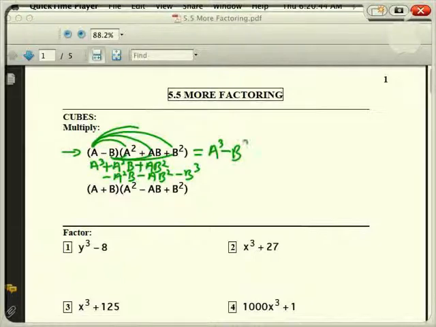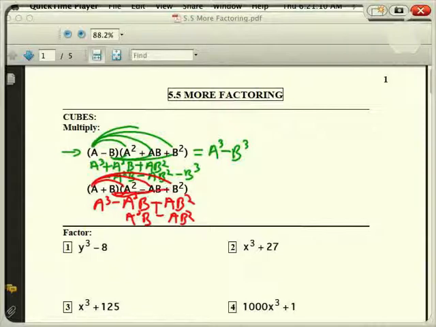Everything else cancels. Okay, well, if we did the same thing with the other one, we'd have a cubed minus a squared b plus ab squared plus a squared b minus ab squared, and then plus b cubed. Notice everything cancels except a cubed plus b cubed.